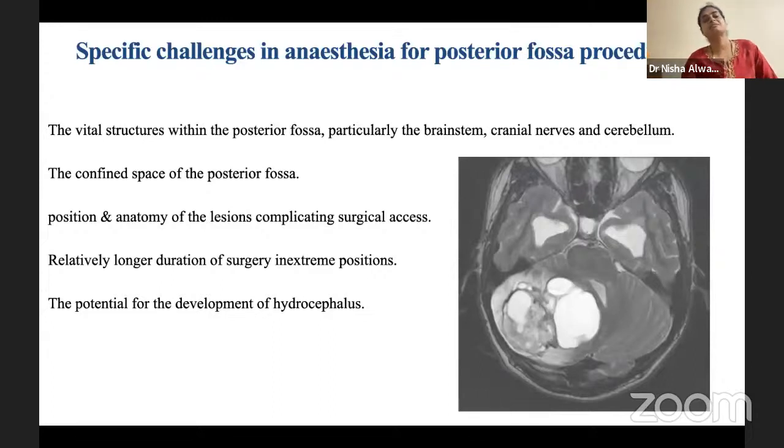The other most important reason is that it's not only about the location of the lesion in the posterior fossa, but also because of the long duration of surgery in non-supine positions of the patients. There is also a potential for hydrocephalus.